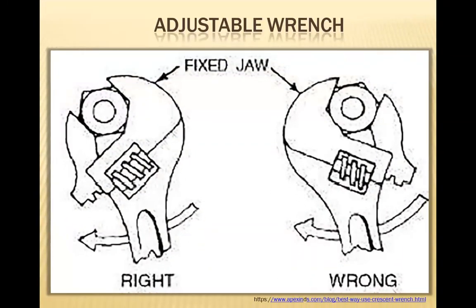Now here, how do we use this thing properly? All right. So here's the fixed jaw. Here is the adjustable jaw. And here's the nut that we're trying to turn. And let's say we're going to turn this thing with the power, because we need to tighten things up. And we're going to turn this way here as the arrow points. That's the right way of doing it, the proper way of using this adjustable wrench. What happens here as opposed to the wrong way of turning this way?